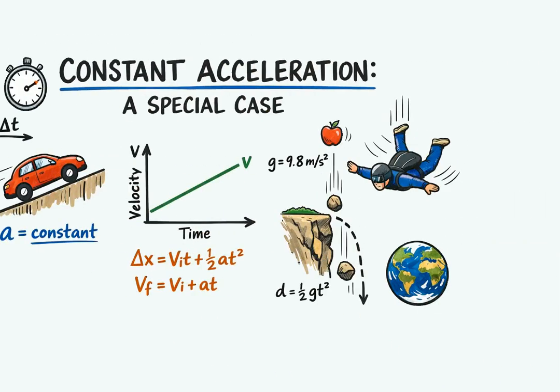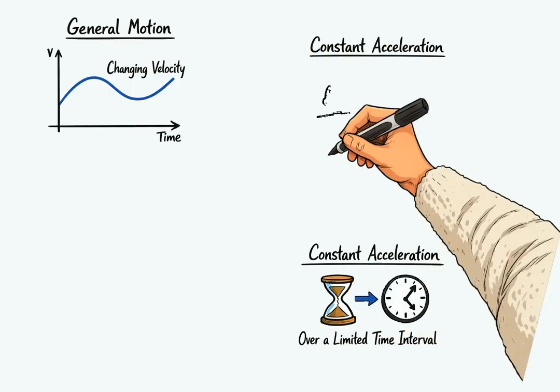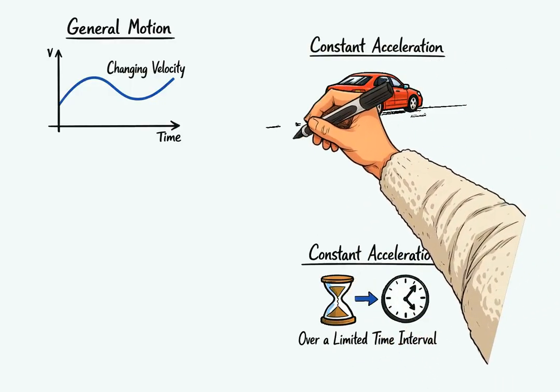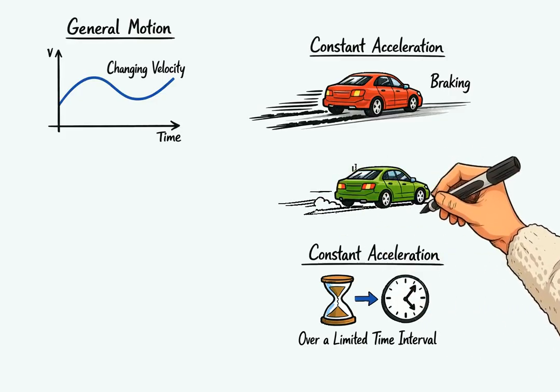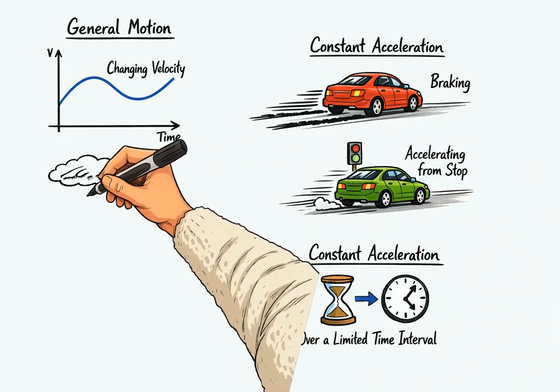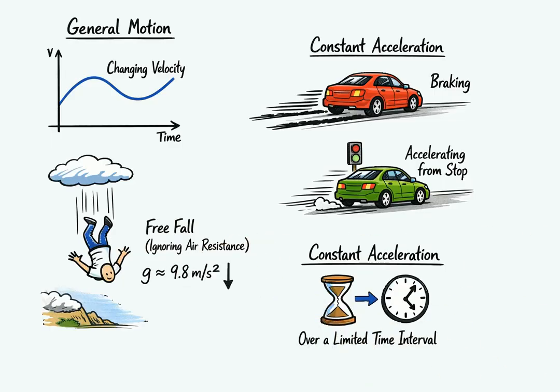For completely general motion, velocity can change in complicated ways from moment to moment, and you need calculus almost immediately. Introductory kinematics feels powerful because so many real situations are well approximated over a limited interval by constant acceleration. A firm braking event on a level road can be close to constant acceleration for a short time. A car accelerating steadily from a stoplight can be approximated that way for the first few seconds. In freefall near Earth, if we ignore air resistance, the acceleration is essentially constant with magnitude g, approximately 9.8 meters per second squared downward.